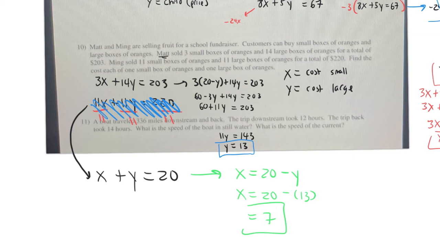So you want to make it very clear, y equals 13. So make it clear to your teacher that you know that the cost of a large box is $13. And x equals 7. So what that means that your teacher needs to know is that the cost of a small box is $7. You got to make that clear in your answer.